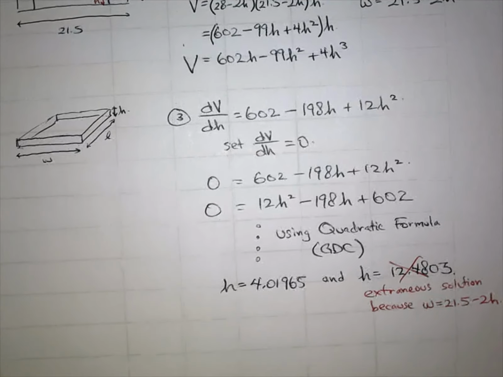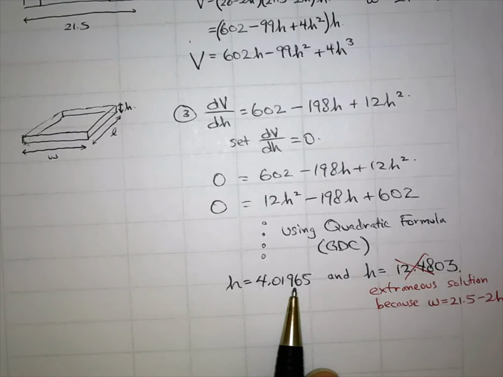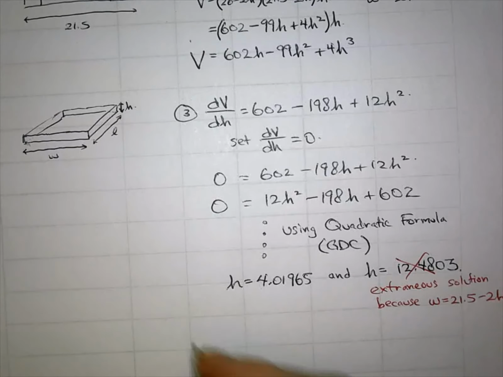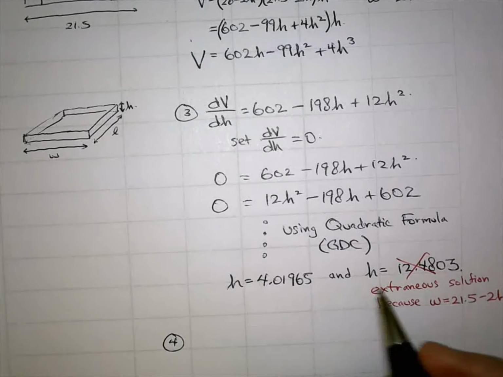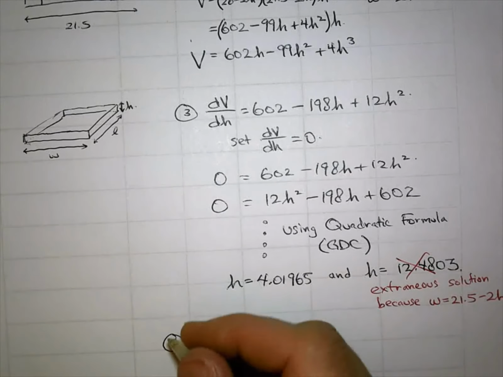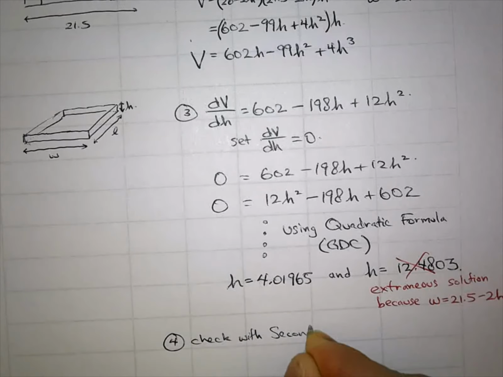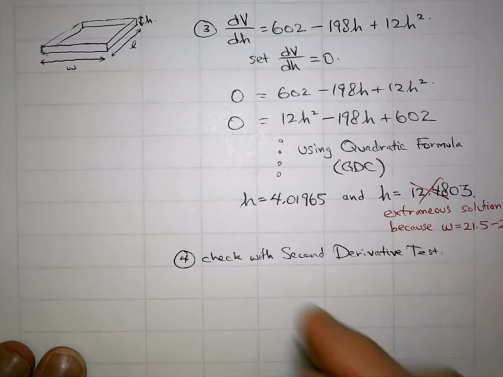But another way you could check is by finding the second derivative, right? And you could test which one of these is a max or a min. So why don't I do this? Might as well, right? I mean, we kind of know the solution, but I'll check. So I could check my answers with the second derivative test.